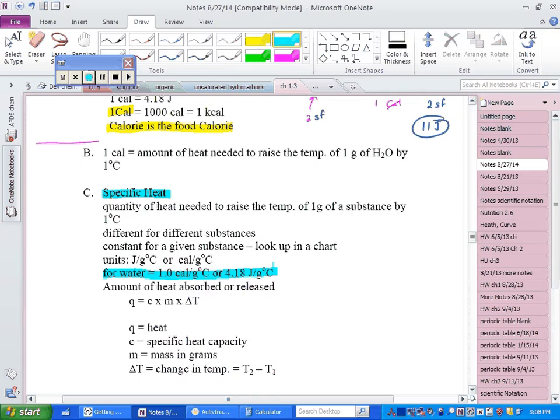Different substances have their own value, and those values always stay the same. So you can look at them in a chart in the book.